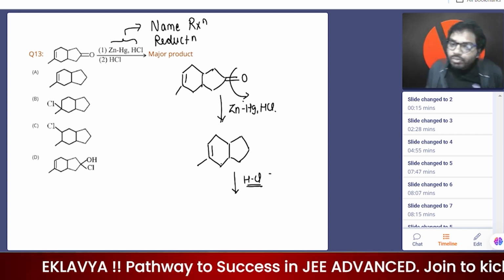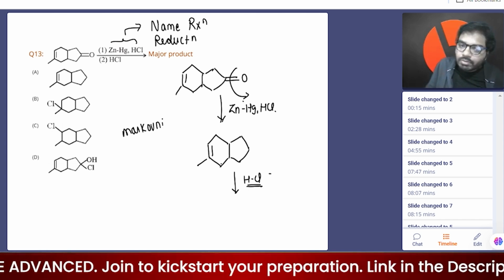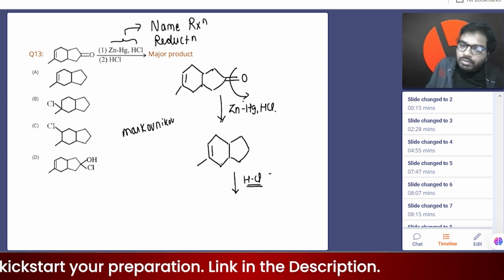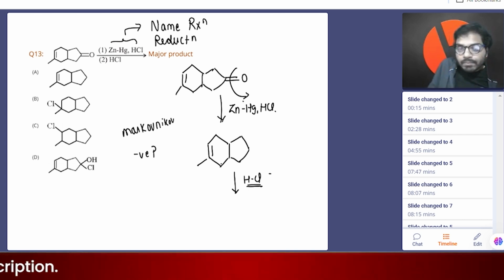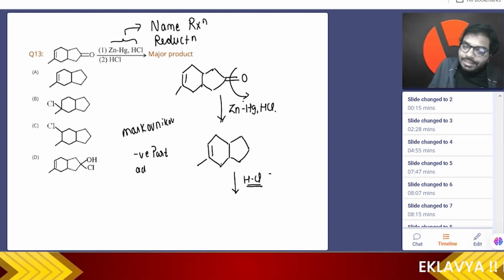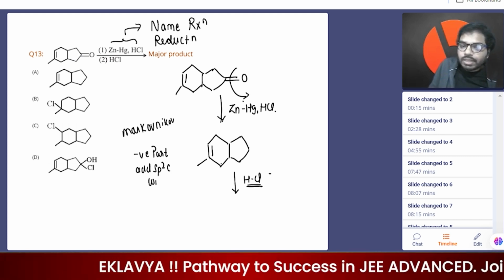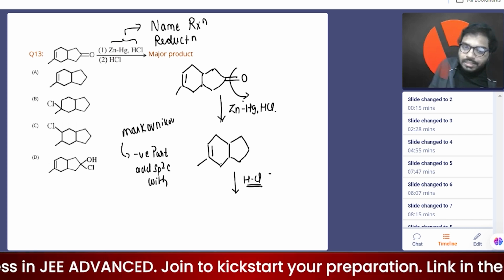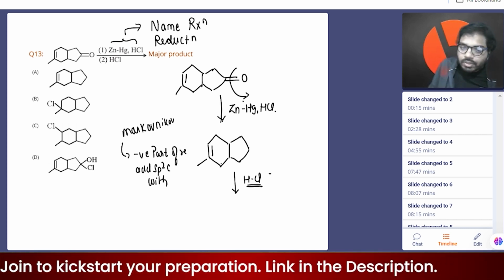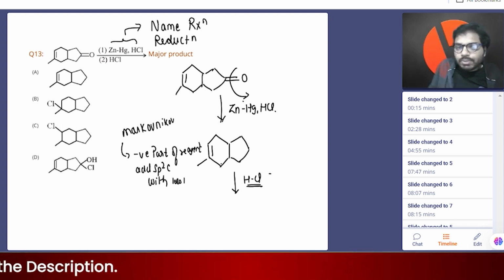It is an electrophilic addition reaction and the product forms according to the Markovnikov rule. What Markovnikov says, in simple terms, is that the negative part of the reagent or adding molecule, that is HCl, will add to the sp2 carbon with less hydrogen.